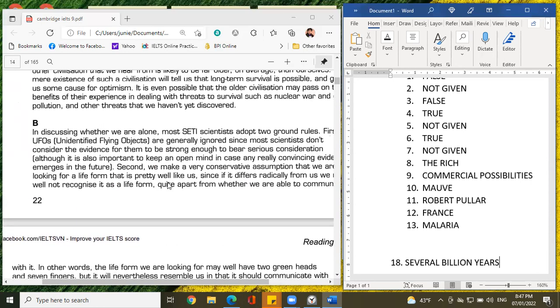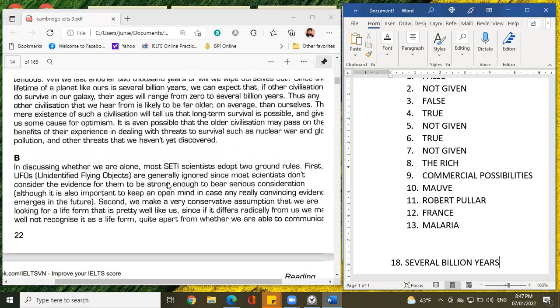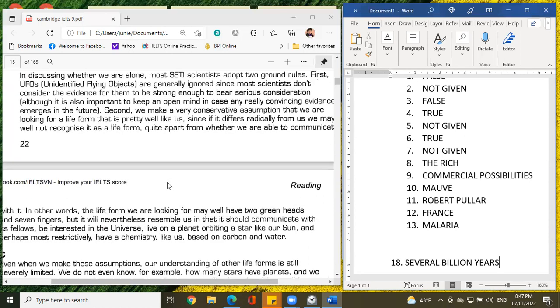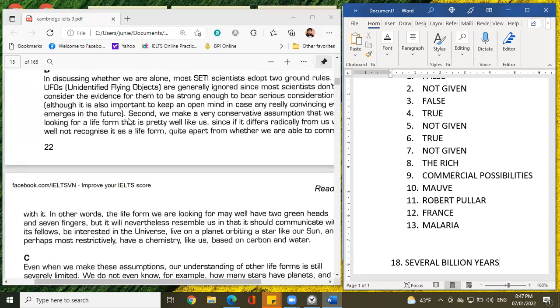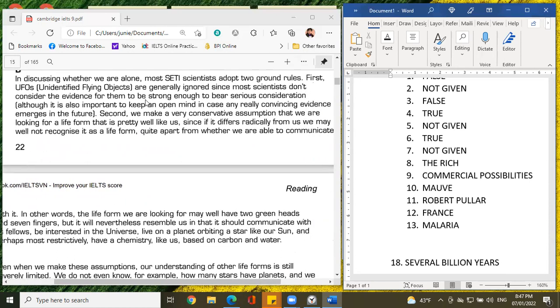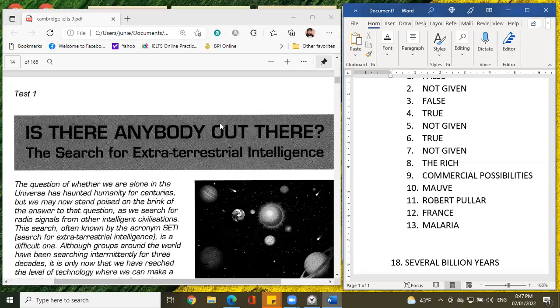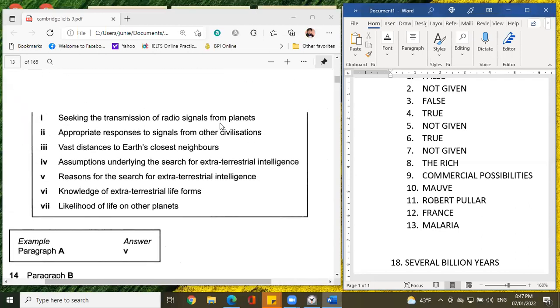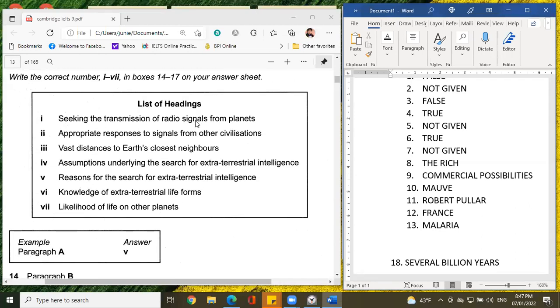What kind of signal? Hindi ko makita yung signal, guys, pero nasagutan na nabasa na natin yung B, no? So, two ground rules, no? First, we are not looking for a UFO. Second, we're looking for a life form that's like us. So, anong sagot doon? B, seeking the transmission of radio signals ba yun?